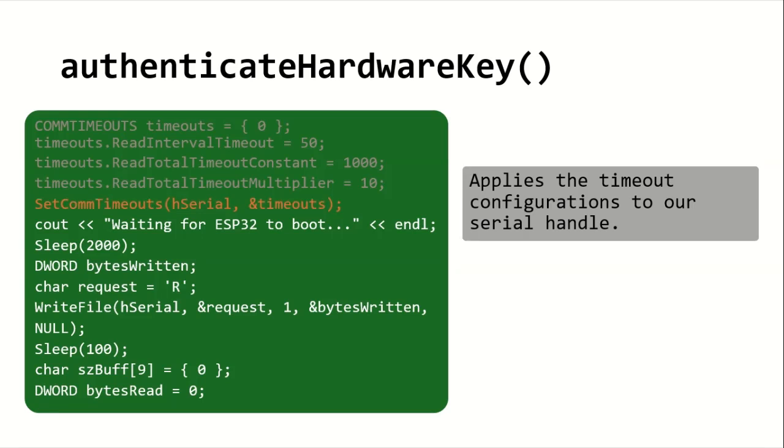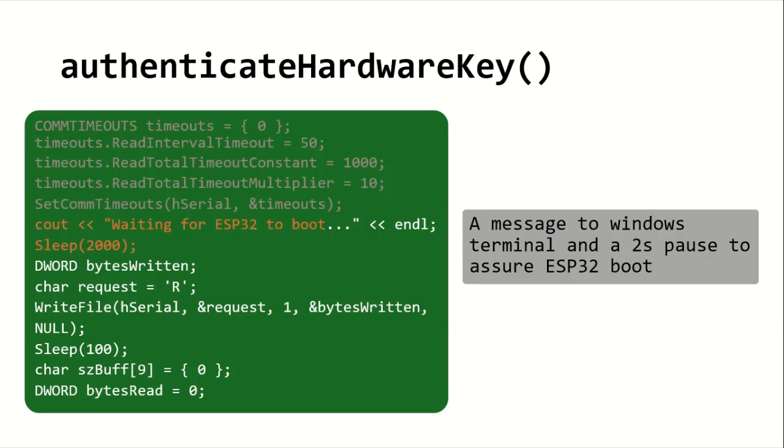We are going to apply the timeout configurations. Then this is the first line that will be printed in our program: waiting for the ESP to boot. We are telling the Windows terminal to wait for 2 seconds. Sleep 2000 means 2000 milliseconds. We are waiting for 2 seconds, making sure that Windows waits for the ESP to boot completely.